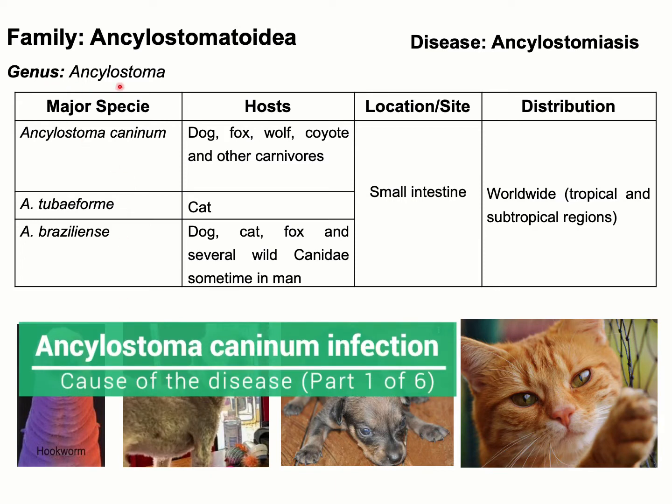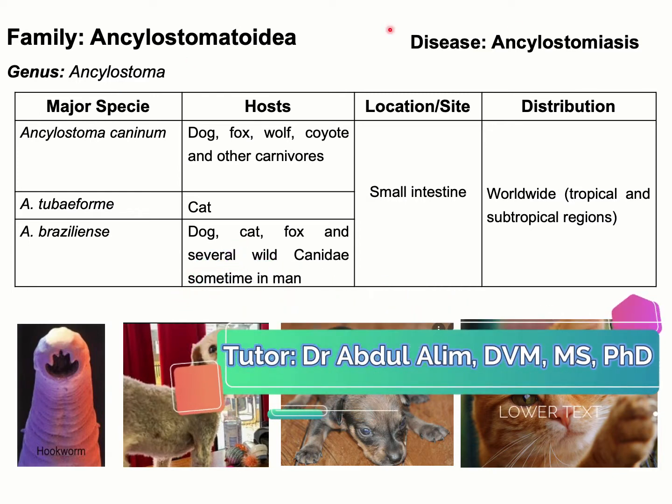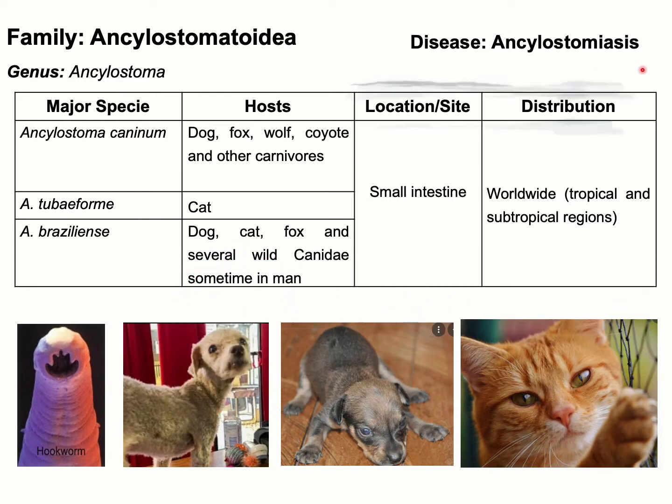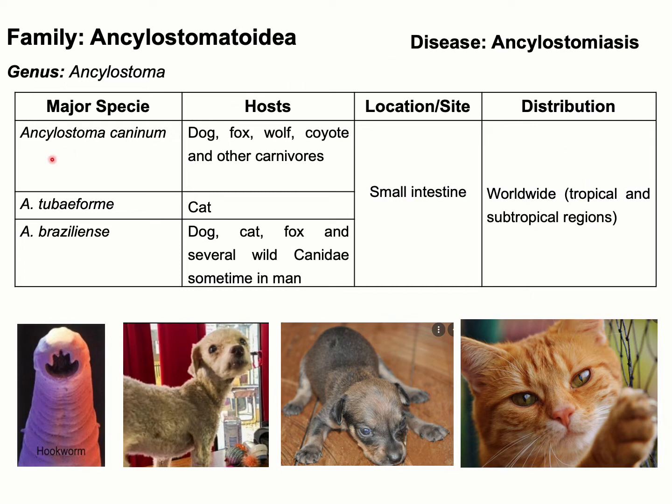So under the genus Ancylostoma, there are some important species that are responsible for causing a disease called Ancylostomiasis, or hookworm infection, in dog, cat, even in human. The most commonly occurring species in dog, fox, and different other carnivores is Ancylostoma caninum. And there are two more important species that also cause Ancylostomiasis in cat and different other canids. They are Ancylostoma tubaeforme and Ancylostoma braziliense.